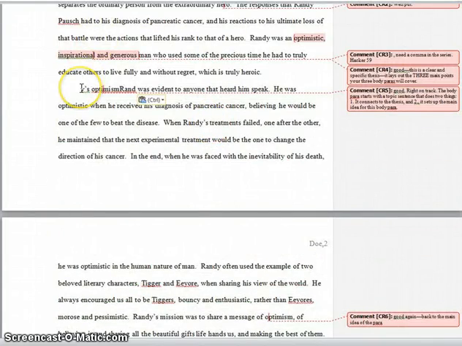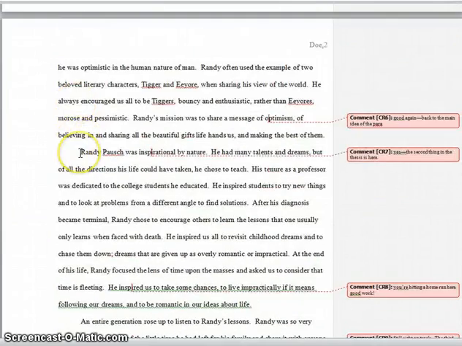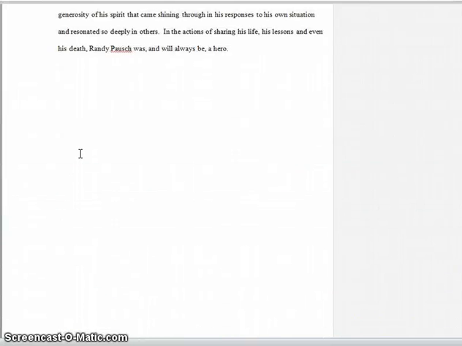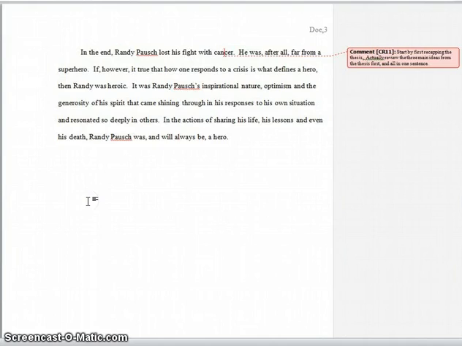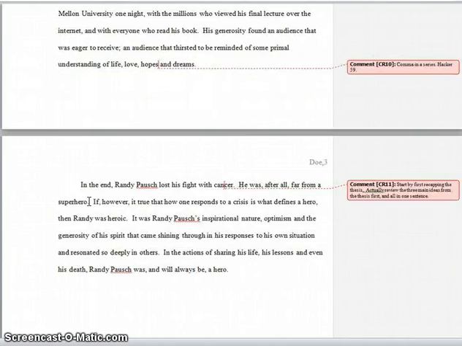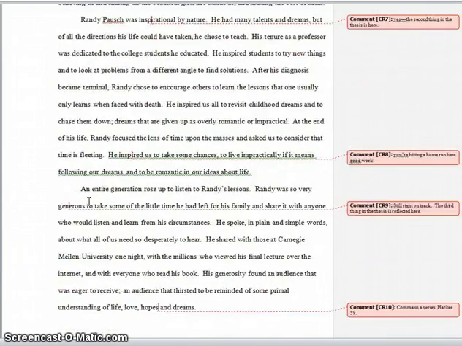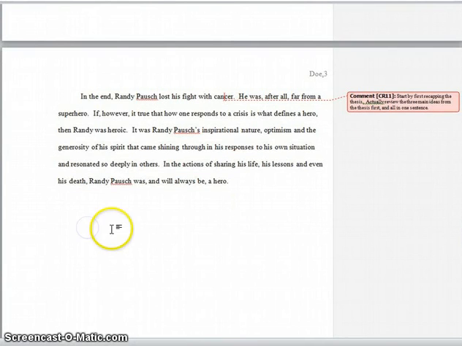Did the student remember to indent 5 spaces for every paragraph? And last but not least, does the student have a works cited page? In this case, this student does not have a works cited page. All right? And so when you do your peer review, I want you to answer the following questions. Okay, does this student have a thesis statement?